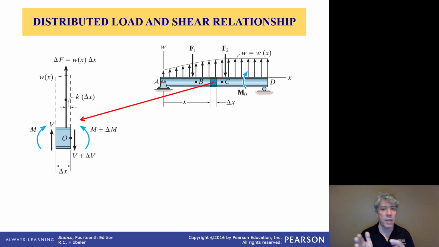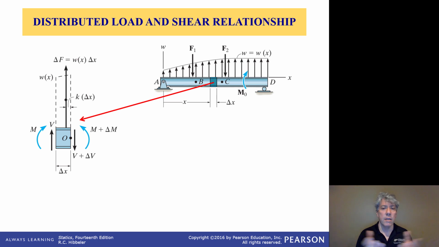So we're between B and C. It doesn't really matter exactly where. We're somewhere between points B and C. Notice that F1 and F2 are outside of this range, as well as the moment M0. And in this region, we only have some varying distributed load, and that's indicated by the dotted lines in this little segment, this little free body we have pulled out of the beam.